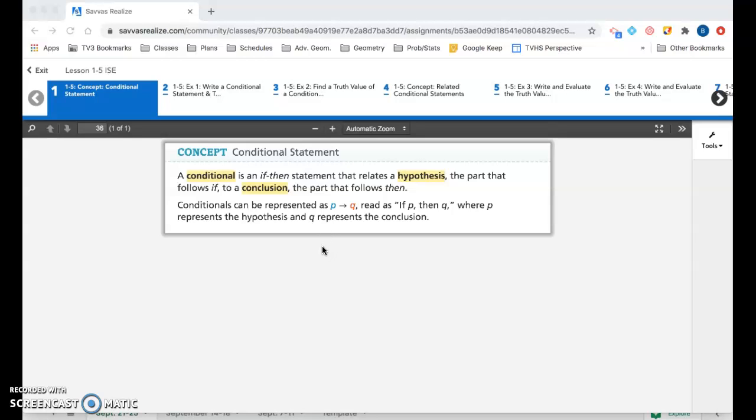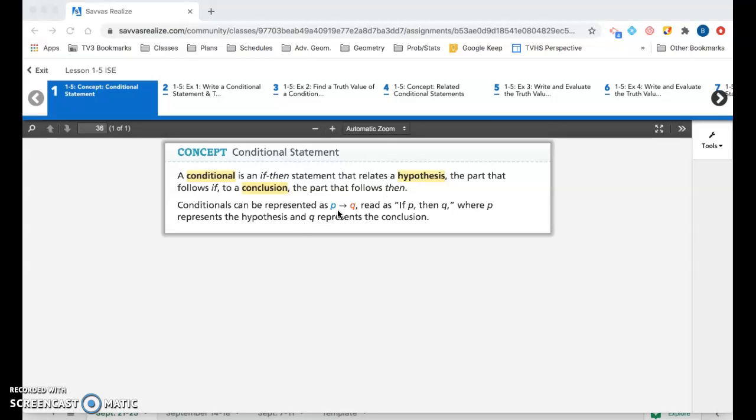So for instance, if I were to say, if I have 4 quarters, then I have $1, that would fit the definition of a conditional because I've made this if-then relationship between two separate statements.